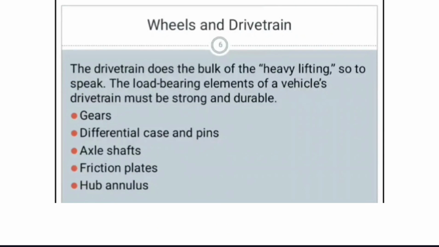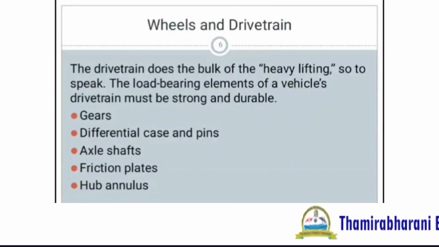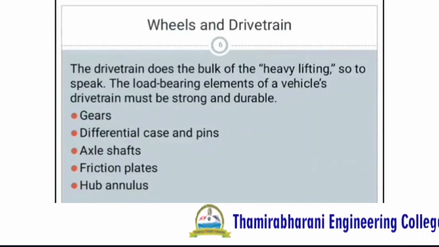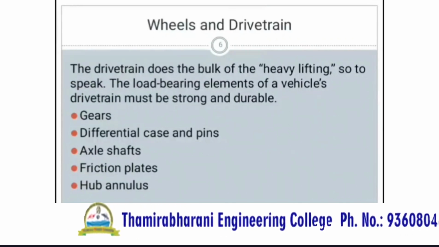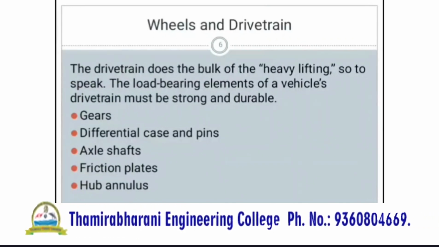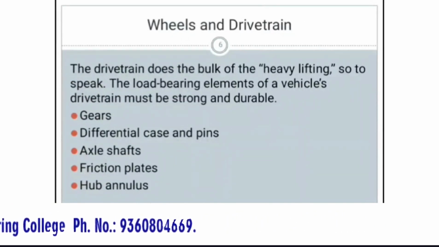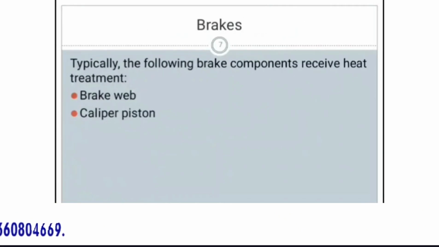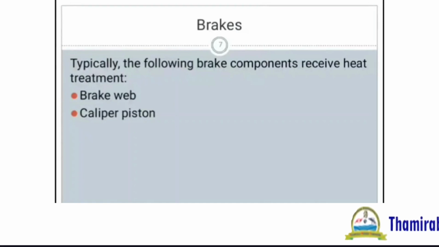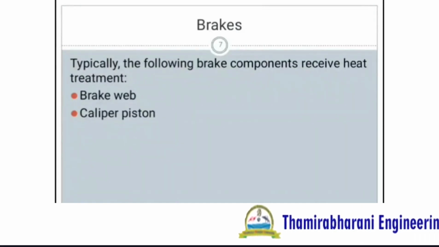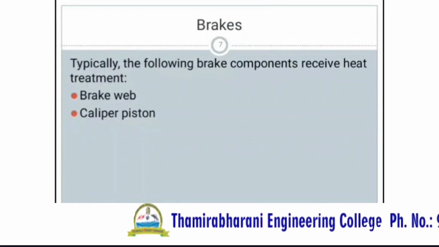The drivetrain does the bulk of the heavy lifting, so to speak. The load bearing elements of a vehicle's drivetrain must be very strong and durable, right? These are the parts which are related to the wheels and the drivetrains. The first ones are the gears, differential case and pins, axle shaft, the friction plates and the hub anvils. Normally these parts would be hardened by using simple carburizing, nitriding and tempering, right? So these methods can be used for improving the strength and the corrosion resistance properties.